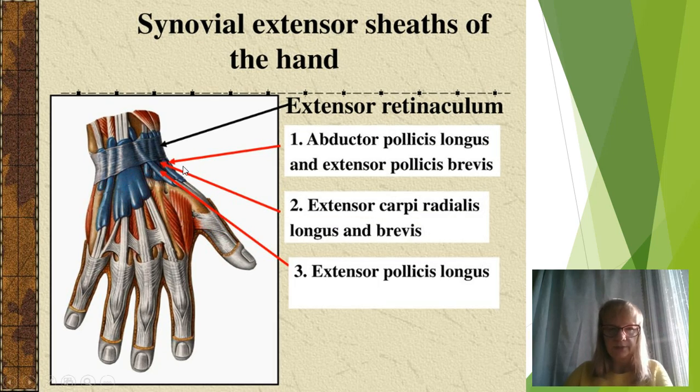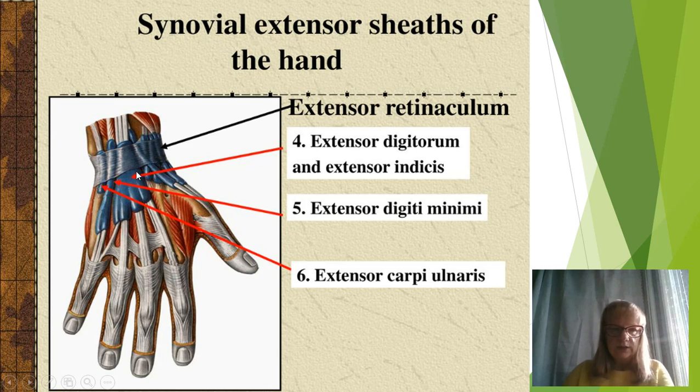I repeat again. We have abductor pollicis longus and extensor pollicis brevis, not visible here, in a more lateral position. Next, extensor carpi radialis longus and brevis. Extensor pollicis longus, with visible sheath and tendons. Extensor digitorum and extensor indicis together. Extensor digiti minimi and extensor carpi ulnaris.